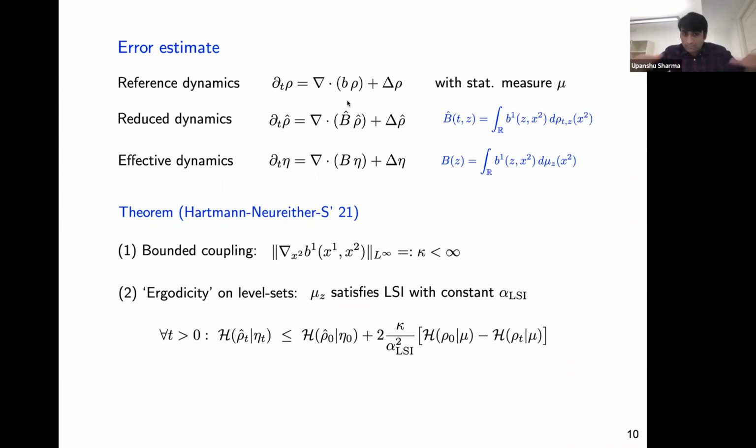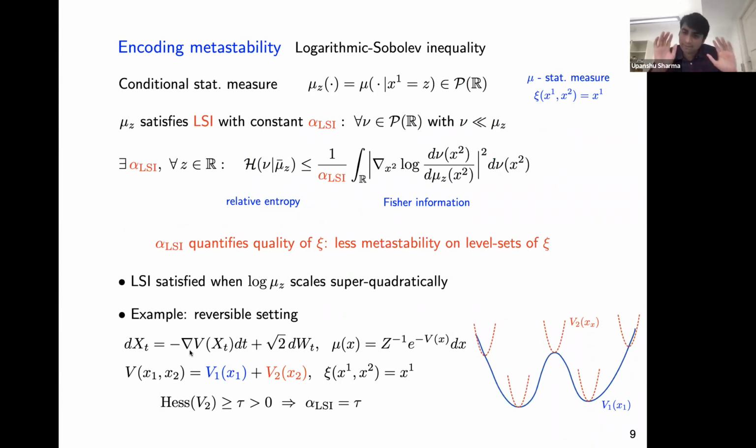Now, if you want to work with unbounded state spaces, as I'm doing in this case, then of course you need to be careful. One of the examples would be, if you would have B of this form, this is just an example, then more generally you would need that log mu z scales super quadratically. So you need some sort of growth conditions on mu z. If you have a Boltzmann measure in mind, exponential minus v, this somehow means that the mu z, the scaling in the orthogonal direction, not the projected one, but the level set, really has some sort of sufficient growth at infinity. You just need sufficient growth at infinity.